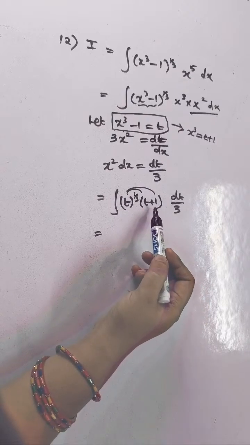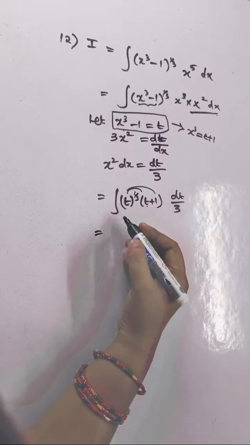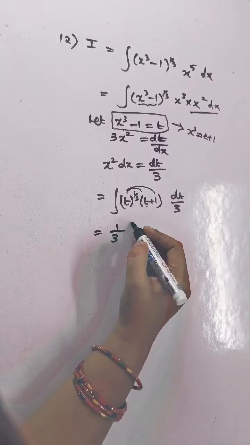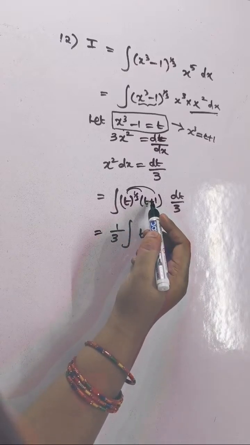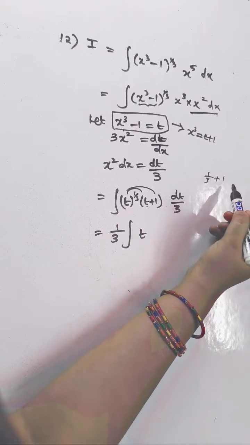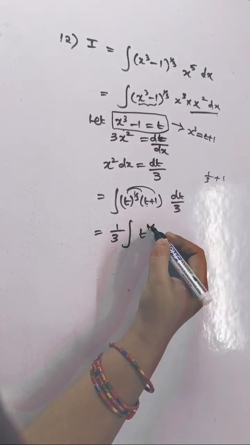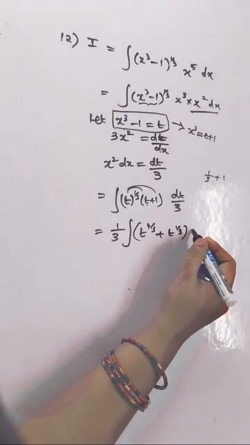In between you have plus, isn't it? So since 1 by 3 as a whole is in the product, you can take 1 by 3 outside. Integral of t power 1 by 3 already, and here power 1. So you have to take the LCM. So 1 by 3 plus 1 is 4 by 3, plus t power 1 by 3 dt.